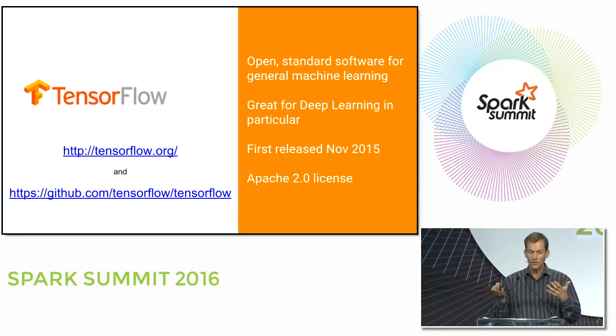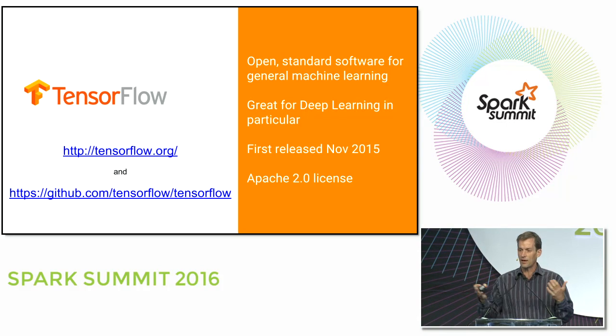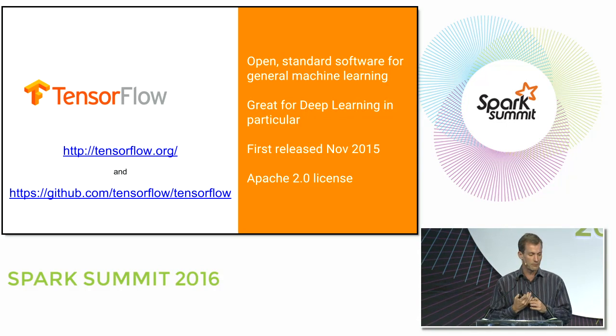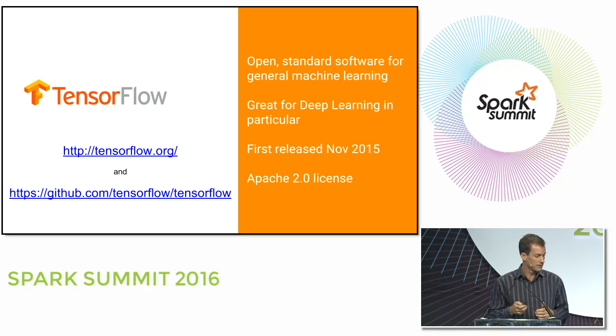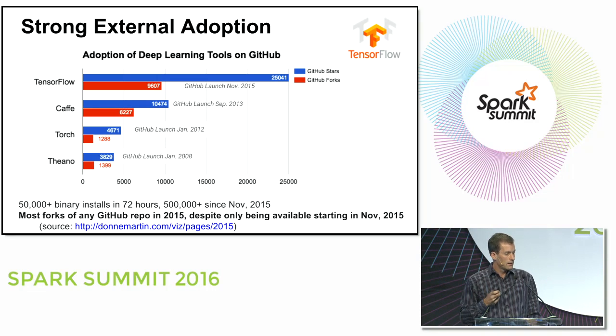TensorFlow is a system that we've built that allows us to express machine learning ideas and then train them, use them, and deploy them in real products at scale. And we released this as an open source project in November 2015. And it has a really nice Apache 2.0 license, which sort of means pick it up and do whatever you want with it. And the code is available on the web. And it's had pretty good, strong external adoption.